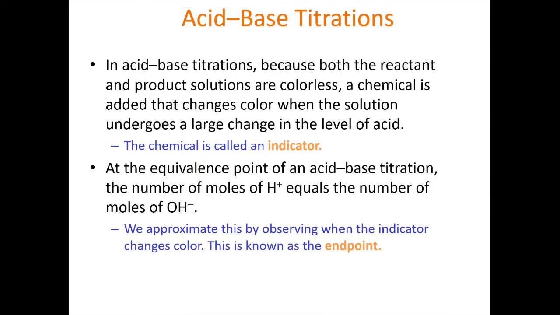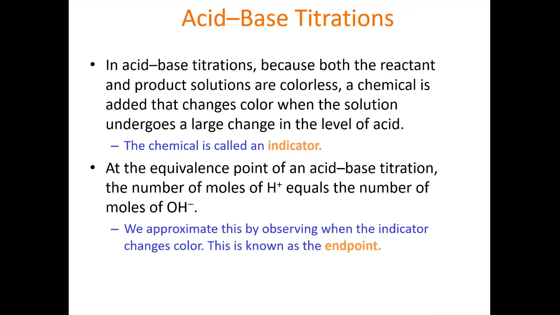Now, here's the problem. In acid-base titrations, because both the reactant and product solutions are colorless, a chemical has to be added that changes color when the solution undergoes a change in the level of the acid. And this chemical is called an indicator. We saw one of these indicators. We're going to use it again, and it's called phenolphthalein, in part A of this experiment.